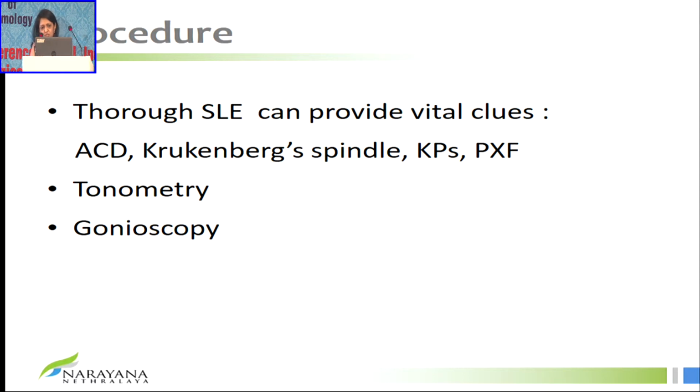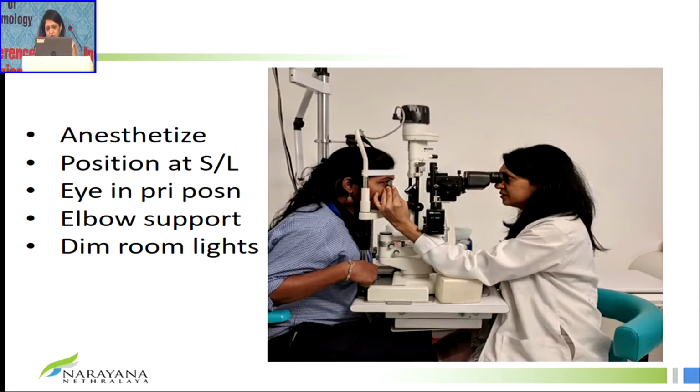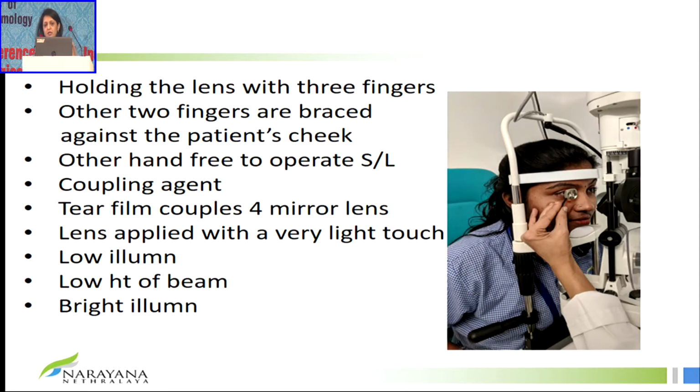Coming to the actual procedure, you need to first do a thorough slit lamp examination before you come to gonioscopy. Finish your tonometry and then go to gonioscopy. You anesthetize the cornea. Position at the slit lamp is, like I said, the lateral canthus is at the mark. The eye should be in primary position. Make sure you have an elbow support so that you can hold the lens comfortably. Dim the room lights. Hold the lens with the first 3 fingers, your index, thumb, and middle finger. The other 2 fingers are braced against the patient's cheek, and your right hand would then be free to operate the slit lamp.